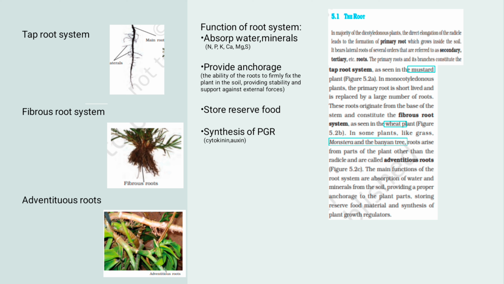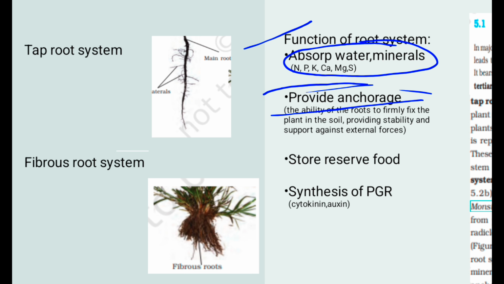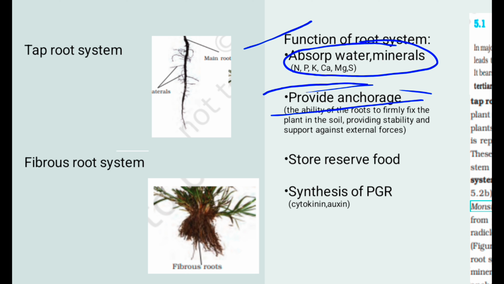We all know root is the underground part of the plant. It develops from radicle of embryo. Let's see its function. It absorbs water and minerals. It provides anchorage. It is the ability of the roots to firmly fix the plant in the soil. It provides stability so as the plant does not fall down. Next, it stores reserve food materials and also synthesis of plant growth regulator.